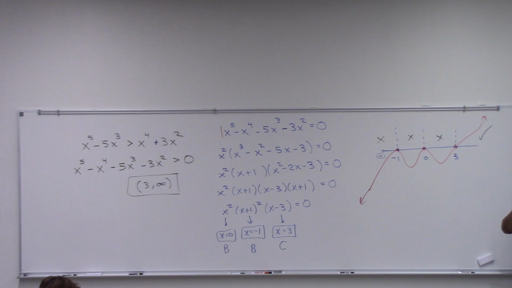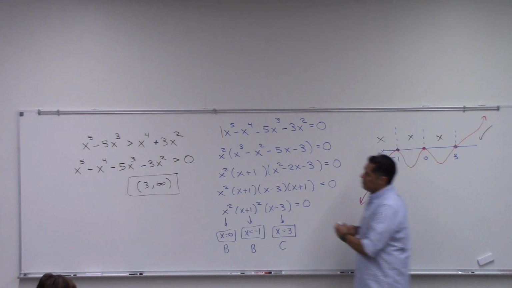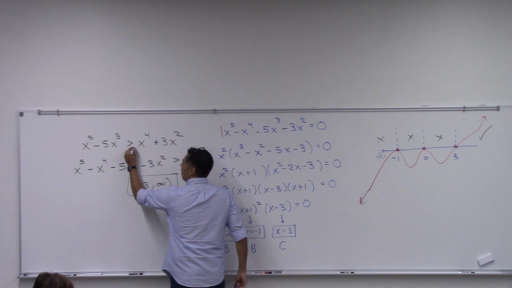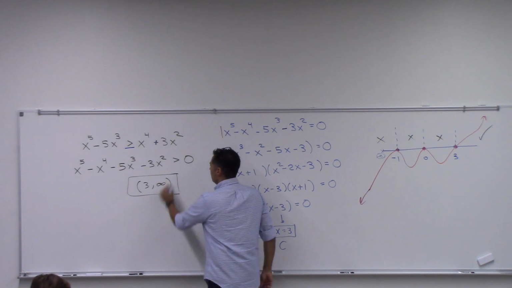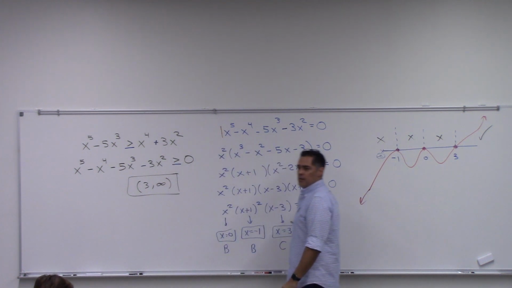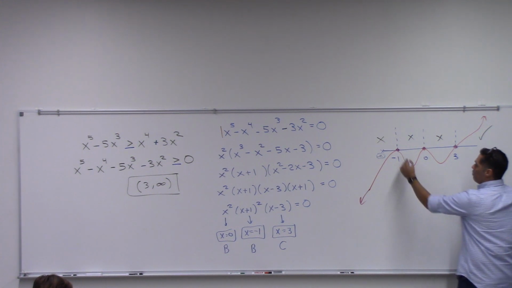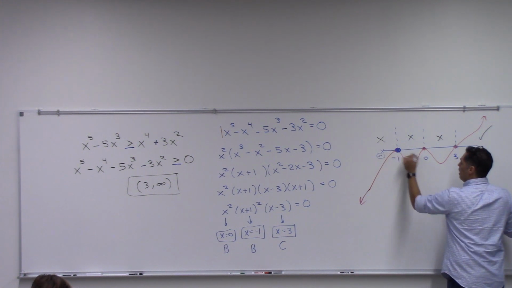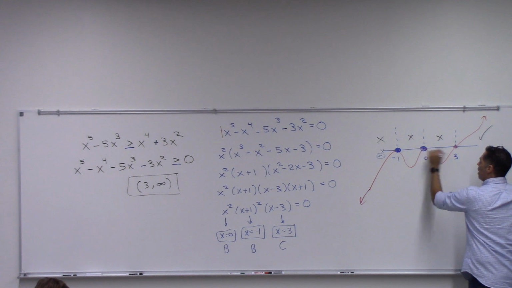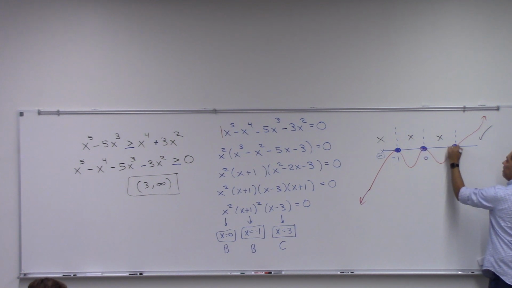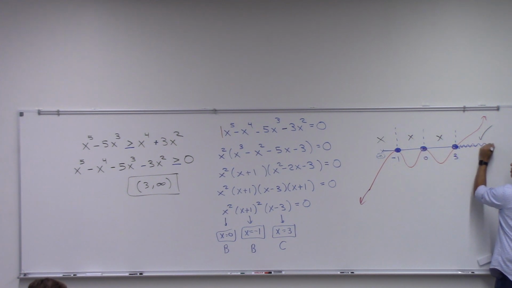Okay, I want to change the problem. What if I change this, and now I have a bar there? Which means I have a bar here, right? Which means now I want to include what? -1. I want to include this, right? I want to include this. I want to include this, right? And I want everything this way.